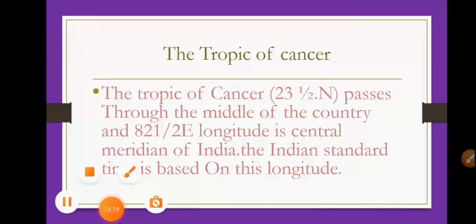And children, along with this, we also discussed that the Tropic of Cancer, that is 23.5 degree north, passes through the middle of the country. So as I said, children, when the terms come for the Tropic of Cancer, I said that it is going to pass through 8 states of India, that is Gujarat, Rajasthan, Madhya Pradesh, Chhattisgarh, Jharkhand, West Bengal, Tripura and Mizoram. Through all these states, the Tropic of Cancer is going to pass.